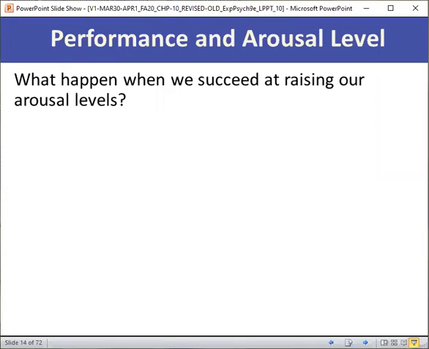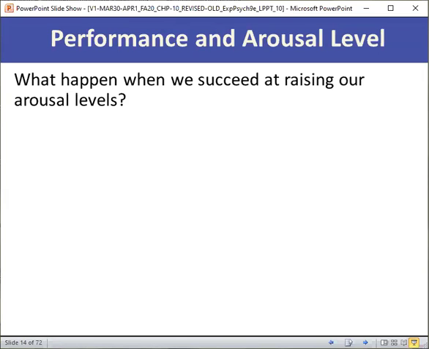Now, so we have this idea of arousal level. Now let's talk a little bit about performance and arousal level. What happens when we succeed at raising our arousal level? So we want things going. To give you a better idea of what we mean by arousal levels, when you walk into your dorm room, your apartment, or your home, and it's dead silent, are you one of those individuals who has to turn something on immediately? Turn on the radio, the television, to get some sort of stimulation going on?